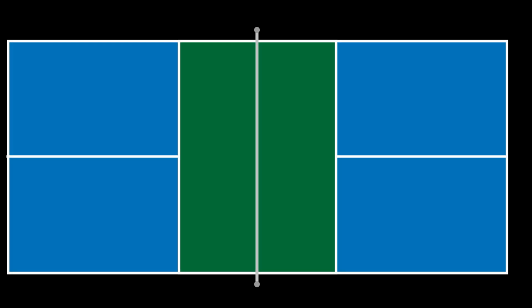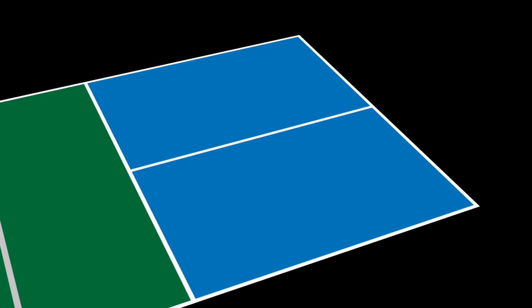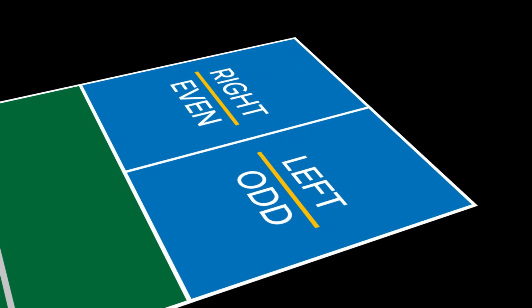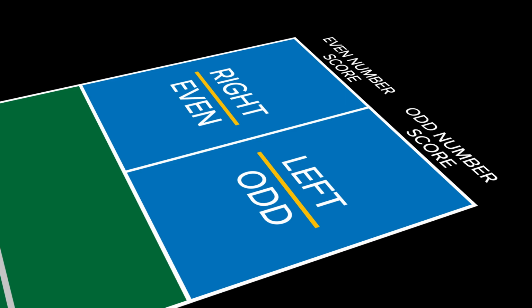The next key component is the sides of the court. When facing the net, the court is divided into the right even side and the left odd side. The right even side indicates an even number score. The left odd side indicates an odd number score.